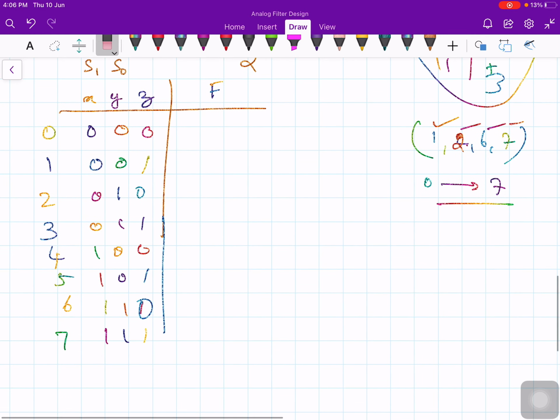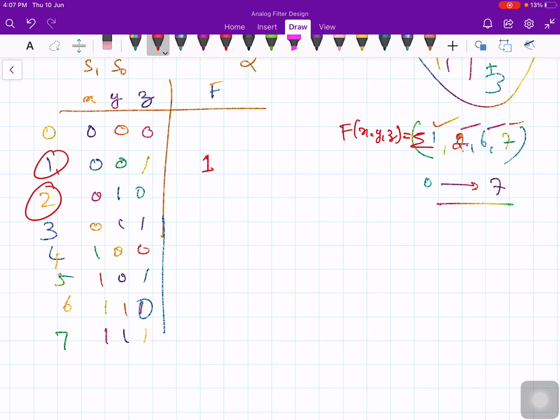Okay, now wherever you find the function, Boolean function, there you put 1. So this is F of X comma Y comma Z is equal to summation of this one. For this one you put the output is 1. For 2 the output is 1. For 6 output is 1. For 7 output is 1. Right? Rest of the places output will be 0.